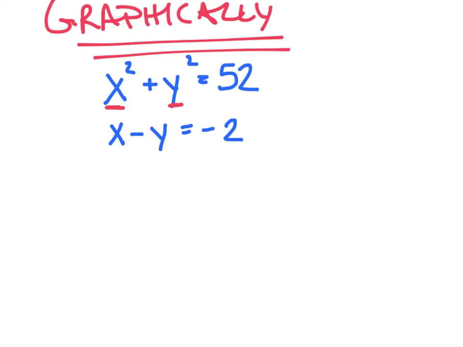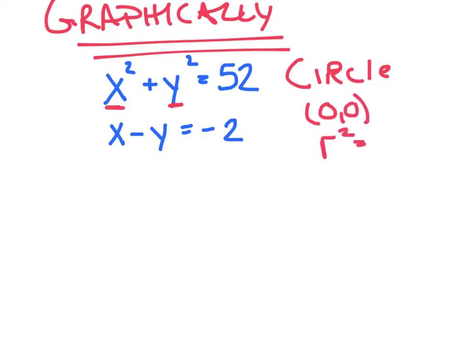Hopefully you're thinking x squared and y squared remind you of a circle. Okay, and this circle has nothing added to it, so it's centered at the origin. And the radius, remember r squared is what it's equal to because everybody's squared, x squared plus y squared, this is actually r squared. So r squared equals 52, so r is equal to the square root of 52.